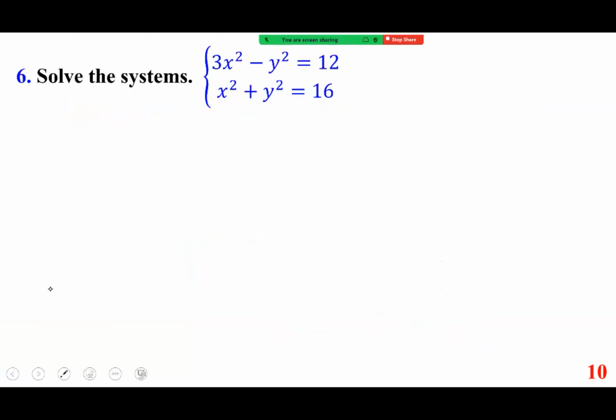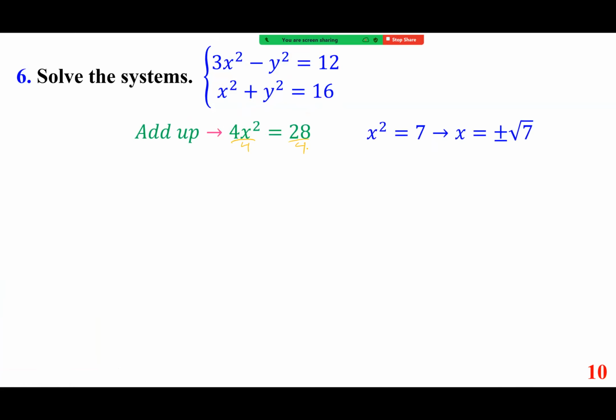All right. Let's go with solving this equation. We are looking at a system of equations involving nonlinear equations, and we can solve it in the same manner. If you just add them up, since these two cancel each other, these two cancel each other, we get 4x squared. We get 28. Just add them up. I can divide by 4. And I get 7. So x becomes plus minus square root of 7.